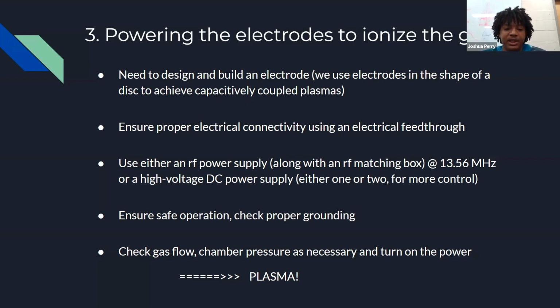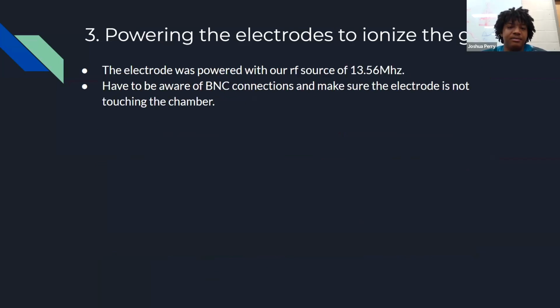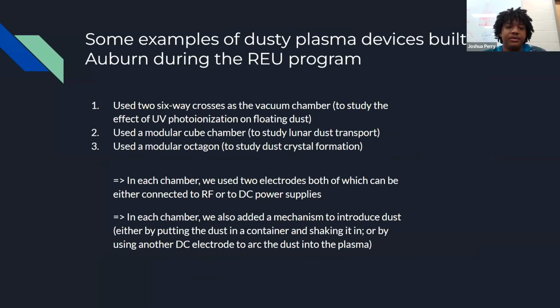And ensure safe operation. We check the proper grounding with our multimeter, and we check gas flow, and you turn on the power, and you have a plasma. And this is just more talking about powering the electrodes, and you have to be aware of your BNC connections when you're making that electrode. Make sure you have the right connections to actually connect it to your matching network.